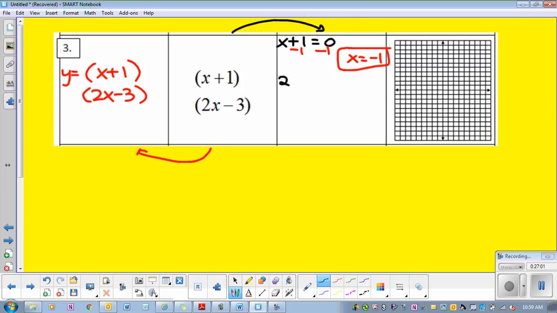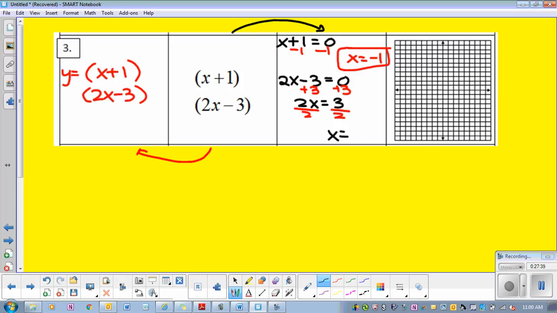And then you have 2x minus 3 equals 0. Let's solve for x. Add the 3 first, yeah? And you have 2x equals 3. Now what? Divide by 2. X equals, what's 3 halves? Does that give me a nice terminating decimal? Like a decimal that stops?